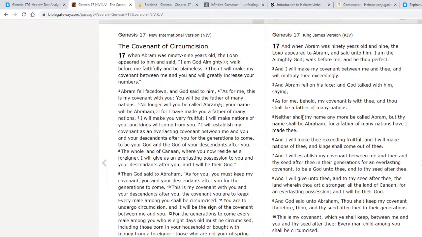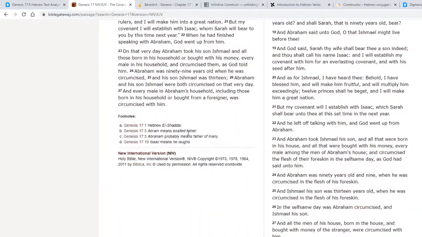Neither shall thy name any more be called Abram, but thy name shall be Abraham, for a father of many nations have I made thee. Okay. NIV. No longer will you be called Abram, and we'll take a look at the note. Your name will be Abraham, for I have made you a father of many nations. Okay, let's look at the two notes.